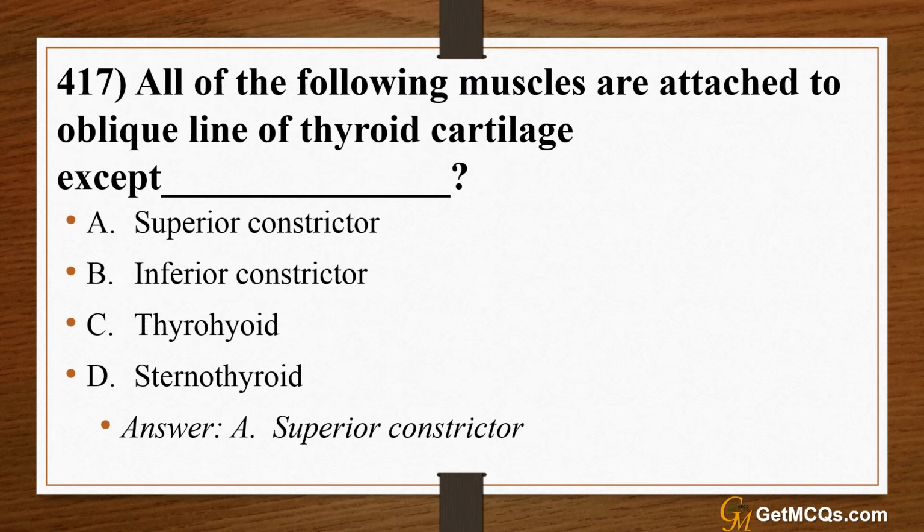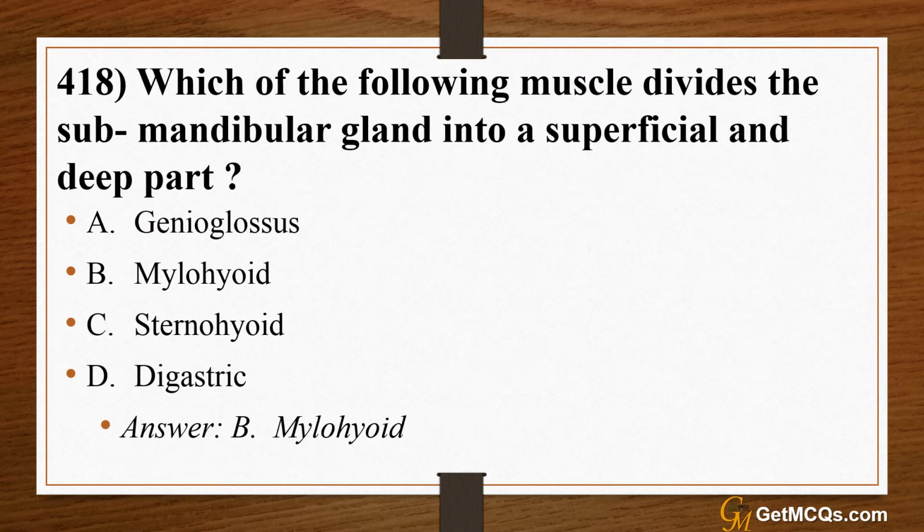417. All of the following muscles are attached to oblique line of thyroid cartilage except? Answer: A. Superior constrictor. 418. Which of the following muscle divides the submandibular gland into a superficial and deep part? Answer: B. Mylohyoid.